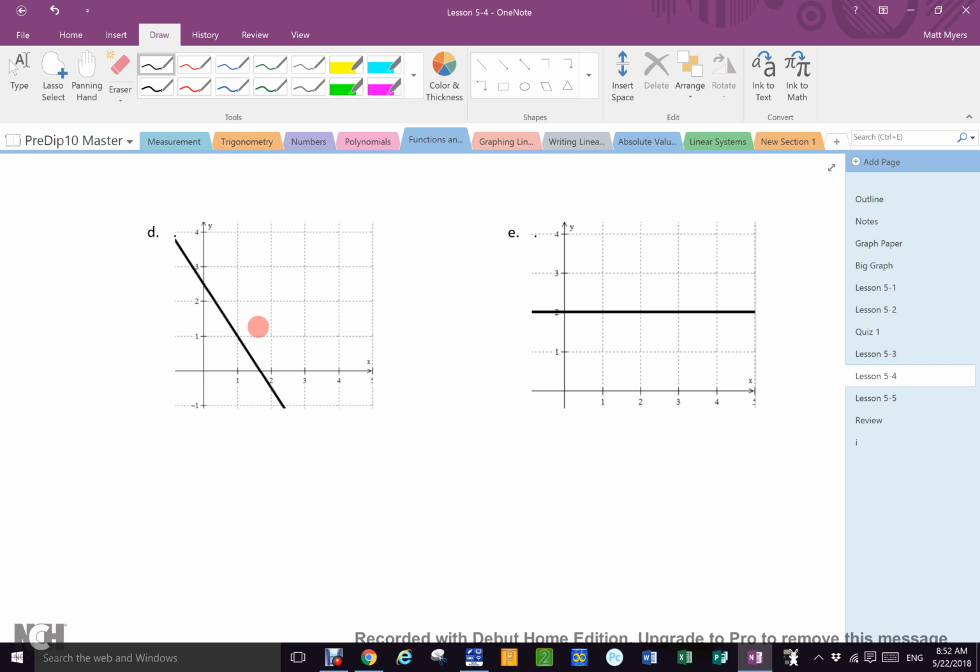The rate of change is the same. Find a spot and check. When I go over 1, I go down 1 and a bit. Yes?